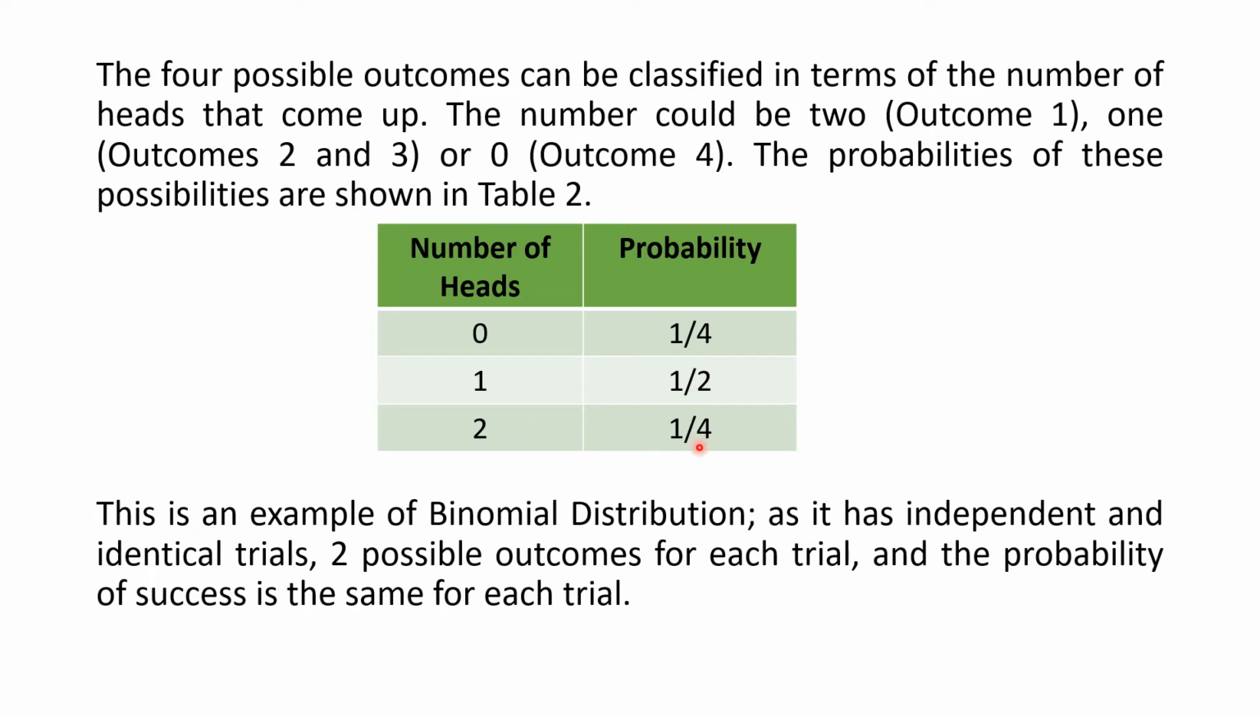the probability of getting two heads will be half multiplied by half, which is a quarter. Okay, this is an example of a binomial distribution simply because it has independent and identical trials, two possible outcomes for each trial, head or tail, and the probability of success is the same for each trial. That means if you toss a coin, there's a probability of half and half to get a head and also a tail.